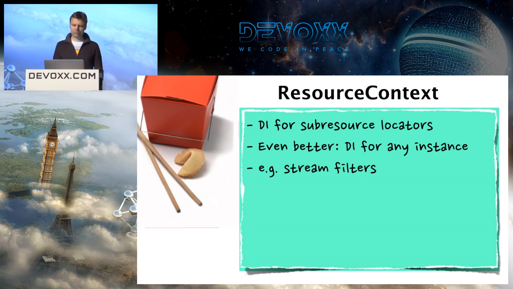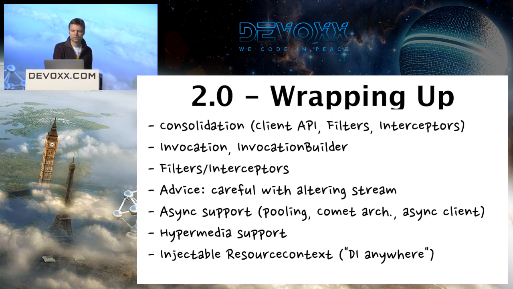So you get DI for sub-resource locators. You get DI for any instance, for example, in your stream filters, and that's the talk. So I'm not going to sum this up again. I just put it here.